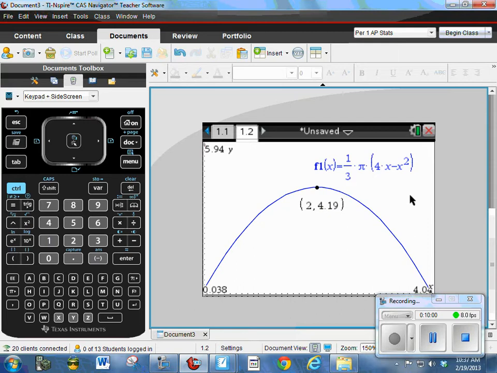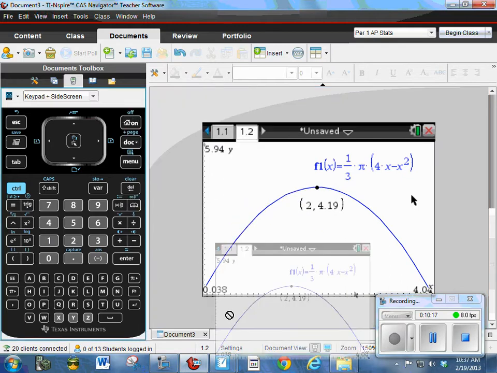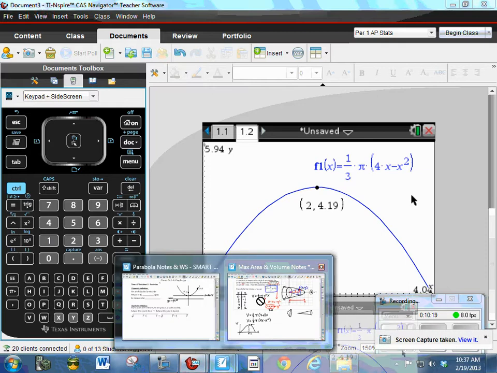It'll give you the maximum point. So you click to the left, drag it to the right, click again once you see the maximum highlighted. So we have the point 2, 4.19. So think about what that means. And I'm going to take this and move this into my document so we can look at it in here.